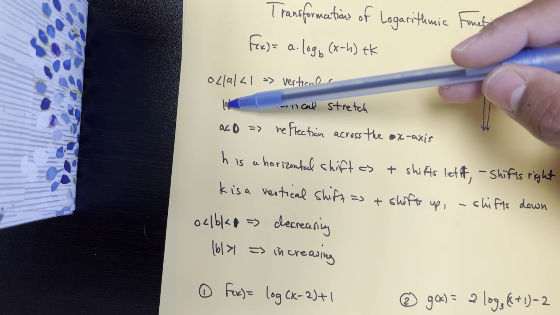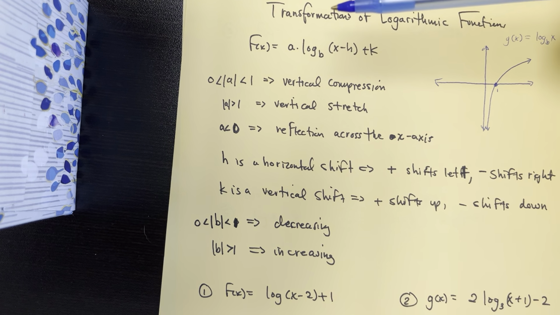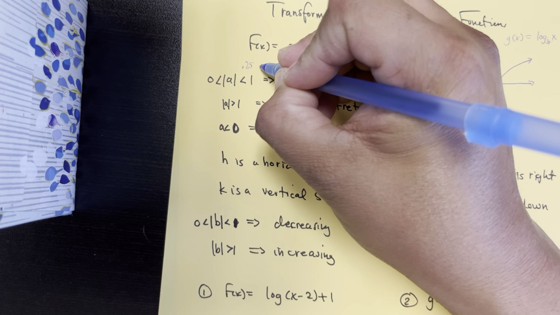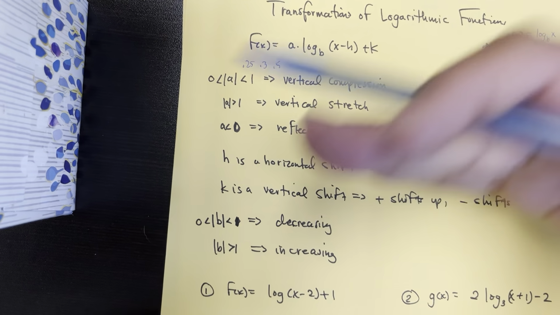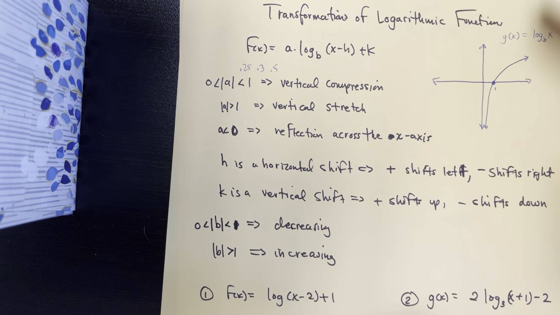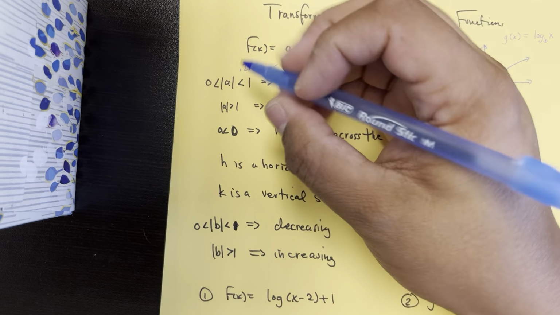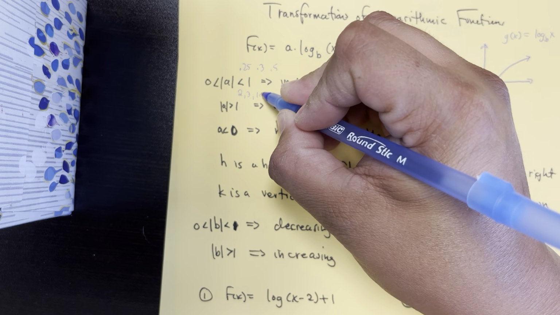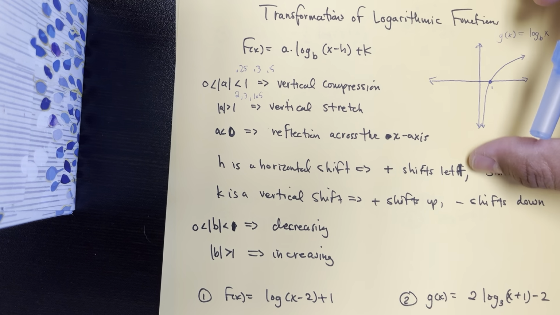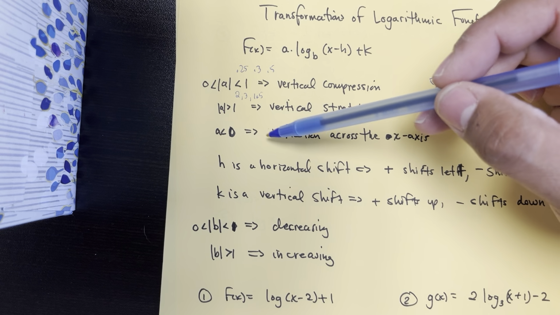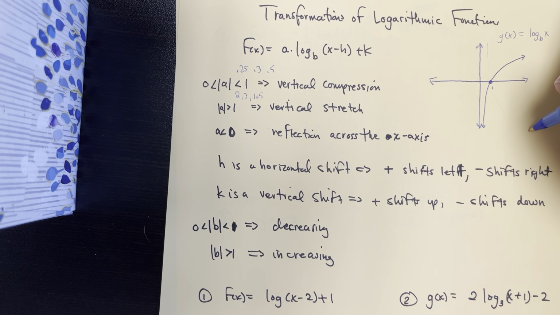So A does three things. If the positive value of A is between 0 and 1, in other words like 0.25, 0.3 or 0.5, then it's going to be a vertical compression, meaning it's going to shrink in the vertical sense, so it's going to be wider. If the positive A value is greater than 1, for example 2, 3, even 1.5, it's going to be vertically stretching and it's going to get taller. So it's going to stretch vertically this way. If your A value is less than 0, in other words negative, then it's going to reflect across the x-axis, so it's going to be coming downward this way.